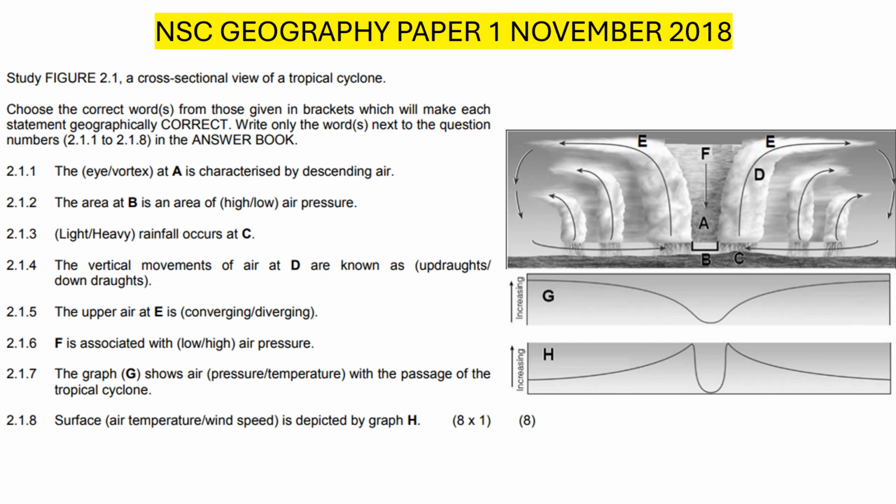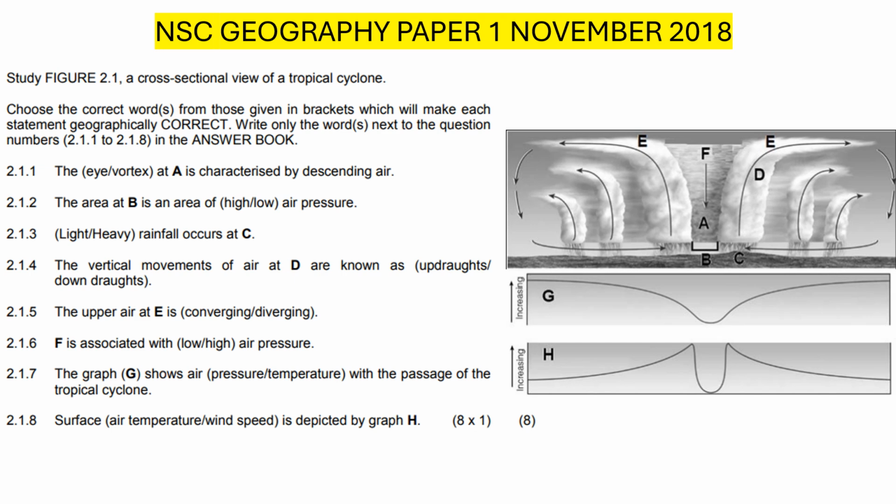Write only the word or the words next to the question numbers 2.1.1 to 2.1.8 in your answer book. It's very important that you follow the instruction. The examiner requires you to write down the question number and next to each question number to only write the correct word. Question 2.1.1 says that the eye or the vortex at A is characterized by descending air.